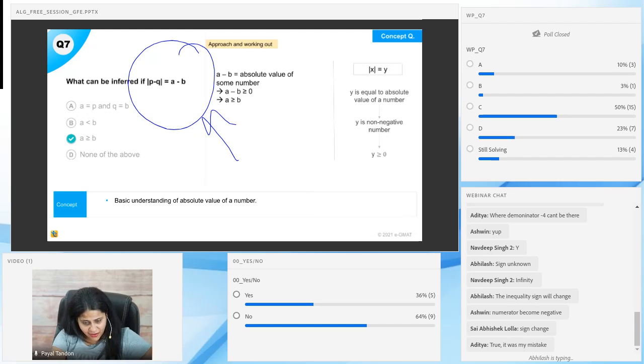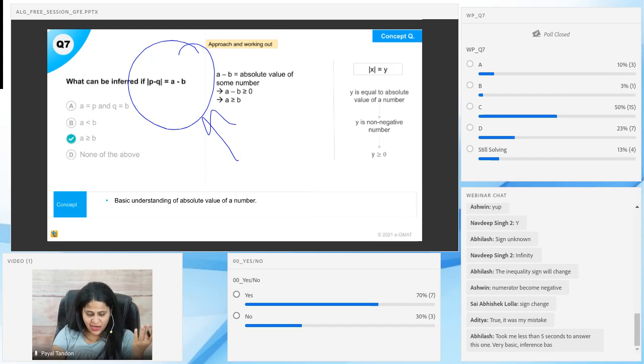Because getting scared is good. Why? I'm going to tell you that. But first, tell me how many of you got scared. Press yes if you got scared looking at it. Good. Whenever you get scared looking at multiple variables, obviously in an algebra type question, take a step back.